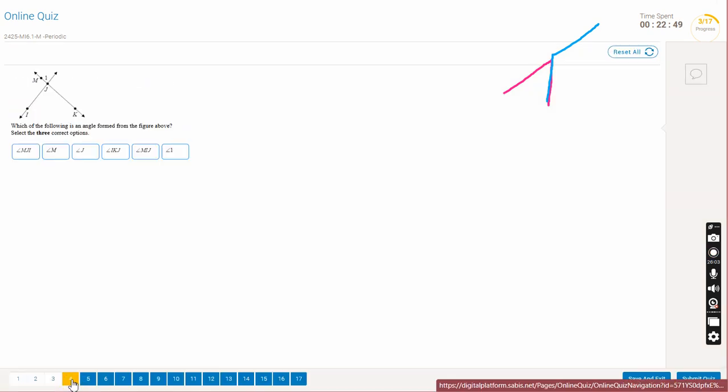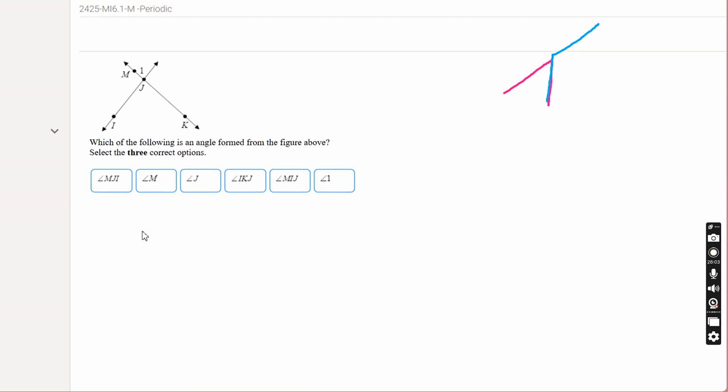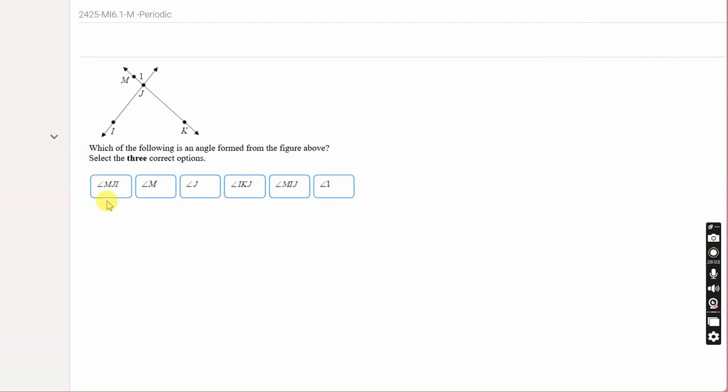Now let's choose the other things. Now remember what makes an angle. An angle is formed whenever there are two lines or two rays that start at the same point. So they are forming two rays. They're coming together. The answer is J, because that's where it forms.